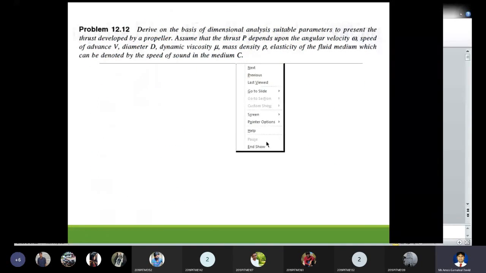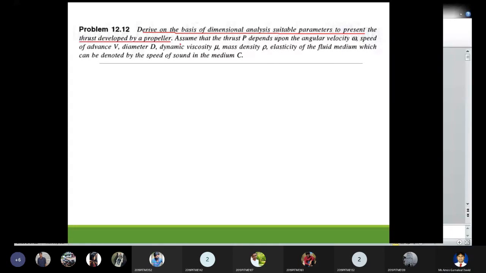Okay, so this is a question. Look at it. Clear? Derive, on the basis of dimensional analysis, suitable parameters to present the thrust developed by a propeller. Okay, thrust developed. So we can take it as force itself. So P is equal to, now what does it depend on? It is a function of, I'm going to put everything else in the bracket. All these things, the thrust depends on these factors.